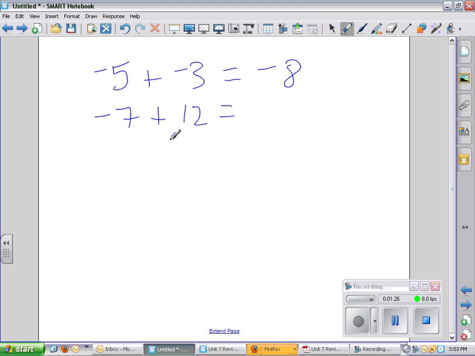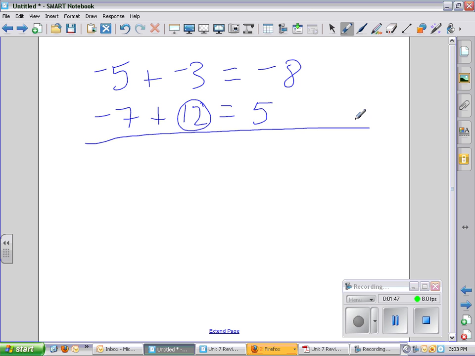So thinking again about those rules, we're going to find the difference between these two numbers, and the difference between them is 5. And since 12 is the bigger number and its sign is positive, the answer is going to be a +5. Okay, so draw a line under there.